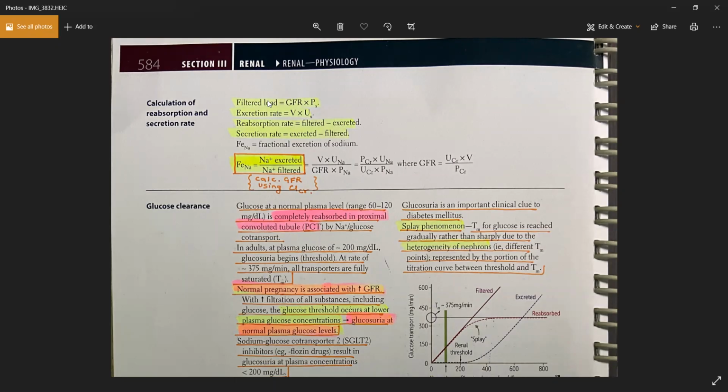So that means if you have a higher excretion rate than the filtered load, I'm secreting the substance. Similarly, if I have a lower excretion rate than the filtered load, that means I'm reabsorbing that substance in the kidney, in the tubules, right? Yes. Okay. So the reabsorption rate is given by the filtered minus excreted rate, and the secretion rate is given by the excreted minus filtered load. Is that okay?